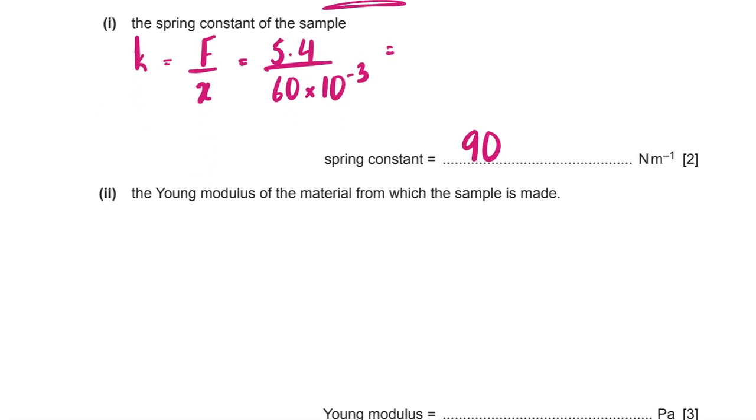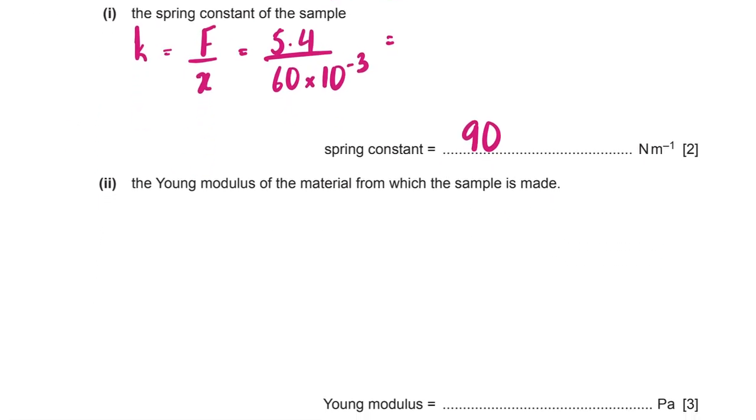Young modulus of the material from which the sample is made. So Young modulus is FL over AX. Again, you could pick a point, or you could also be smart about it when you realize that I've already calculated F over X, which is the spring constant. So you can also rewrite it like this, that's KL over A. So you have this as 90.